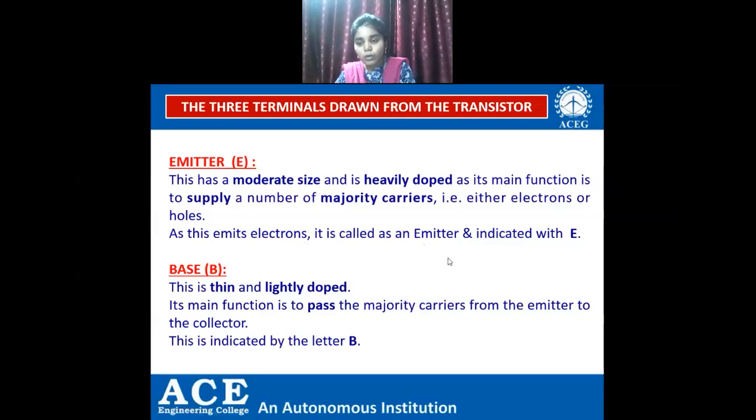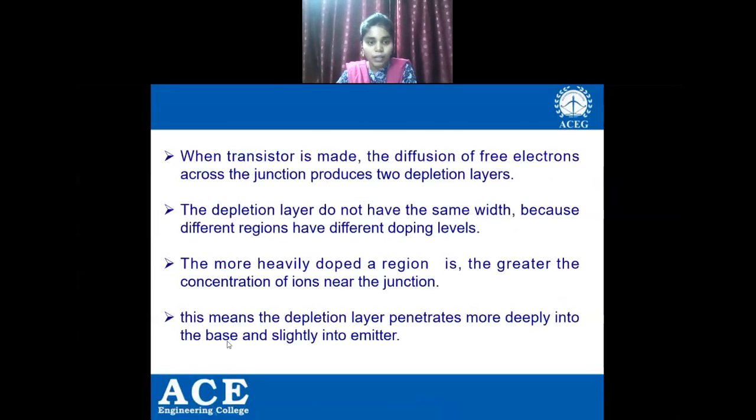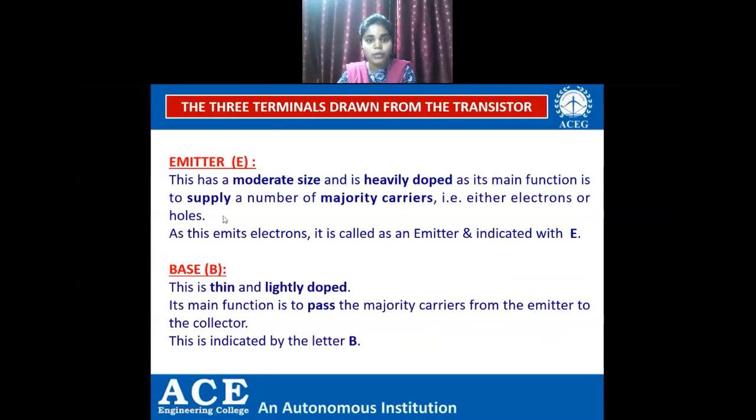Now let us move on to the previous slide. Here one thing we have mentioned: the depletion layer penetrates more deeply into the base and slightly into the emitter. Why is this happening? Due to what? The emitter is heavily doped. Clear? Now the base is moderately doped. This is why.